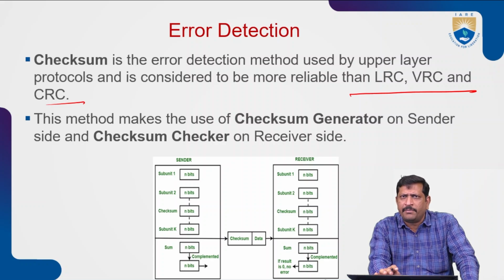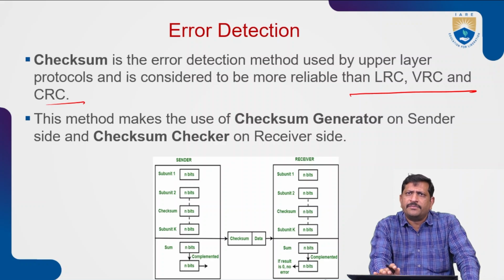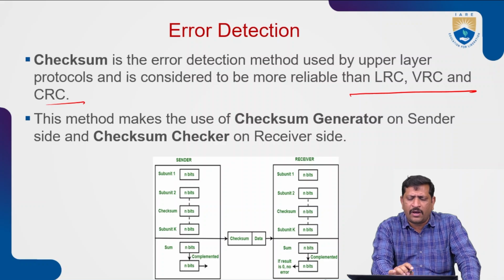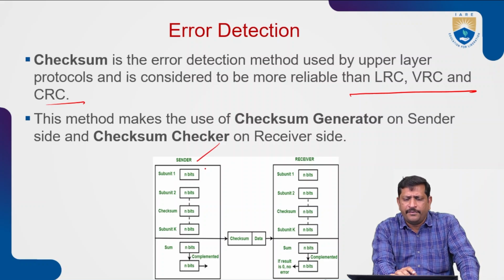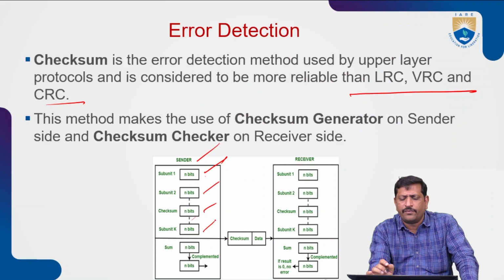The checksum method makes use of a checksum generator at the sender side and a checksum checker at the receiver side. Whatever data we are sending, the sender divides the transmitted message into a number of subunits or blocks: subunit 1, subunit 2, subunit 3, subunit 4.